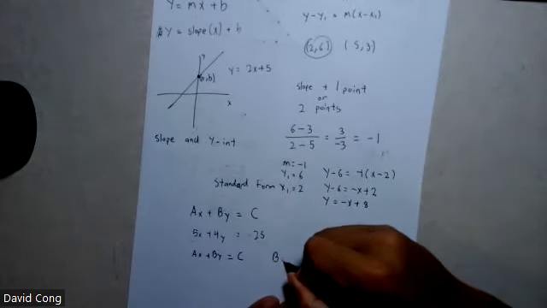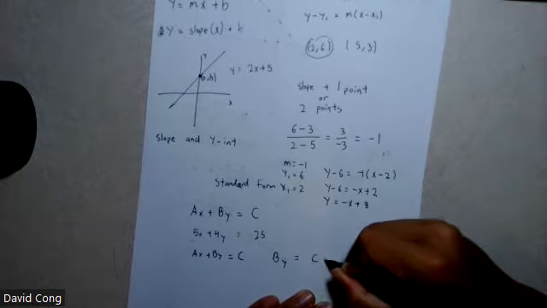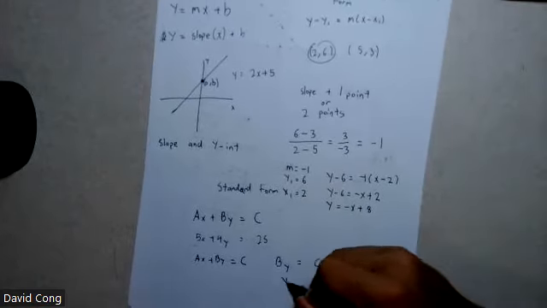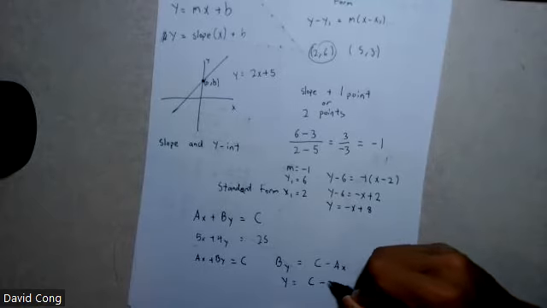So we'd have by equals c minus ax. And then we want y alone. So we just have y equals c minus ax over b. That's how you convert it.